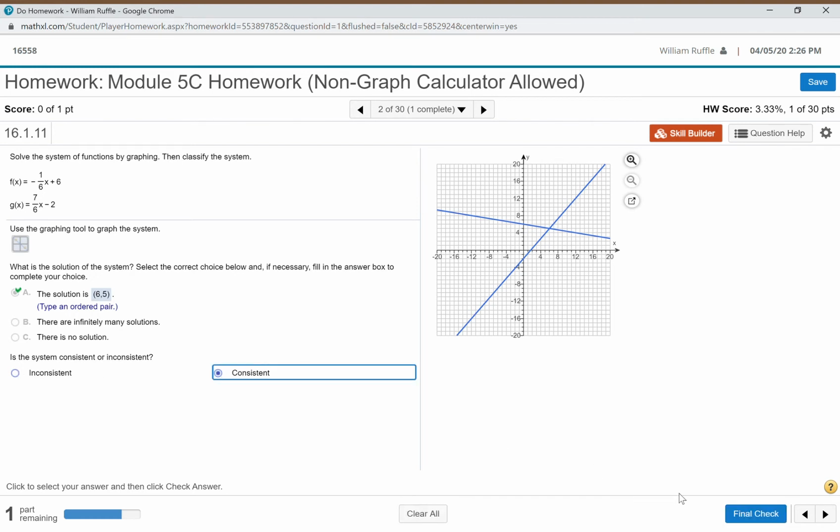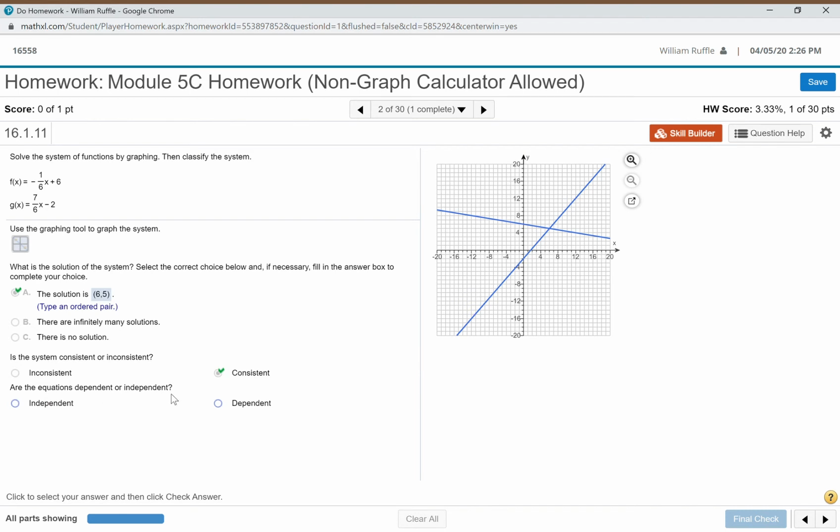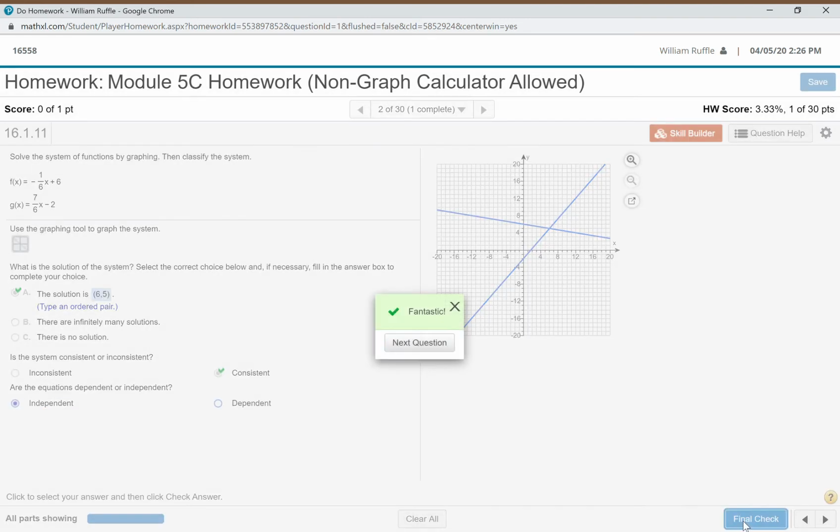And if you notice, they flip-flopped where the inconsistent and consistent was. They love switching that around. Independent, dependent. Well, dependent is where I see one line on top of the other. I definitely see two separate ones, so they are definitely independent of each other.